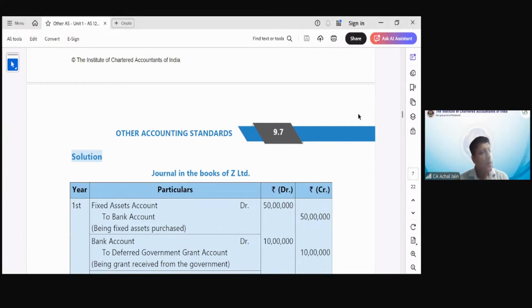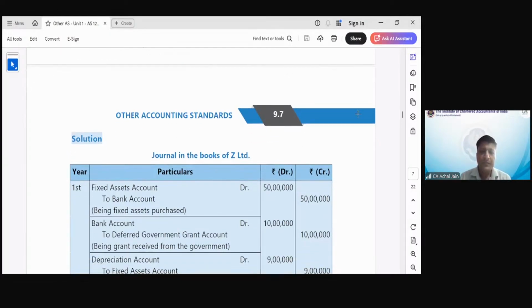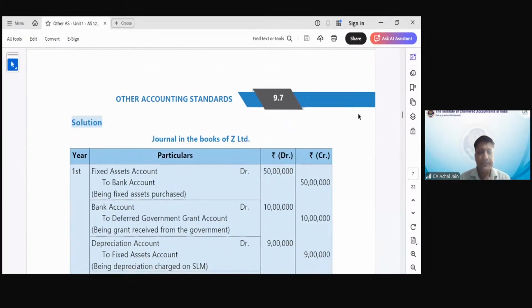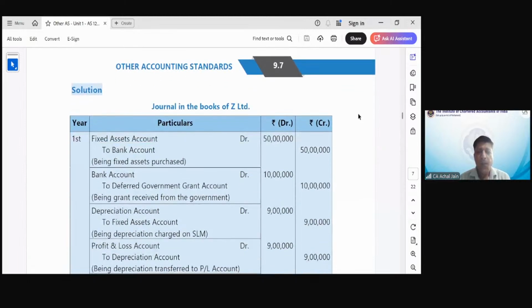Correct. So now what are going to be the accounting entries for depreciation and government grant income year on year? The first year entry will be depreciation to plant, which will be 9 lakhs. Then we will transfer the depreciation, which will be P&L to depreciation, 9 lakh rupees.